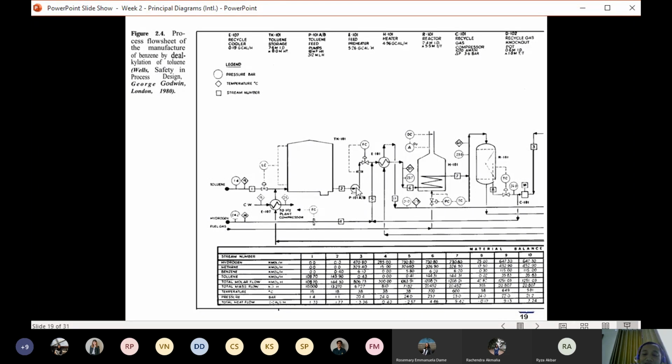The equipment is already mentioned here, so the chemical engineer will understand. If I want to conduct the experiment, what I have to do is take the toluene from the storage by using a pump, and after that, I will increase the temperature of the toluene before it goes to the reaction unit.